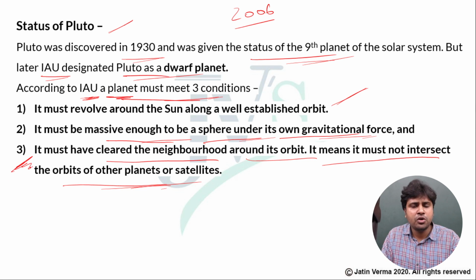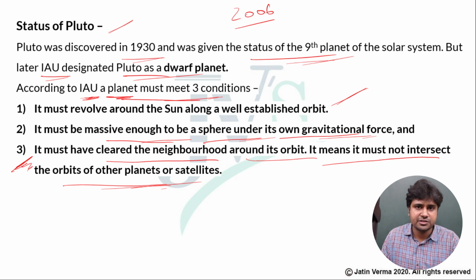Now, what is the meaning of this third point? Let me just explain this. For example, consider Earth. Earth is a planet, right? Is Earth crossing the orbit of any other planet? No. Earth has its own orbit. And there is no other planet which is nearby Earth. Earth is not crossing the orbit of any other planet. Clear? And the space around the Earth is empty.